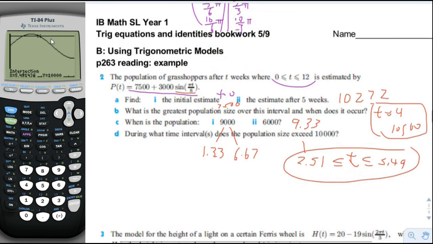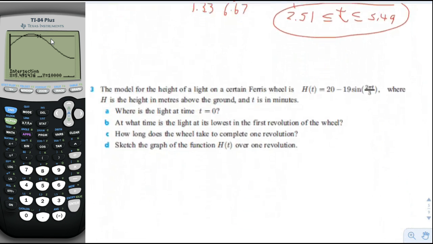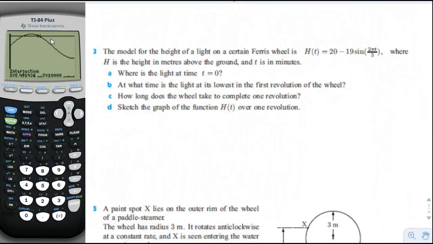Number 3. The model for the height of a light on a certain Ferris wheel is, and they give us this formula, where h is the height in meters above the ground and t is the minutes. Where is the light at time t equals 0? Well, you just put t equal to 0, and then this whole thing becomes 0, including the sine. Minus 19 is multiplied times 0, and you're just left with the initial value of 20. Okay?